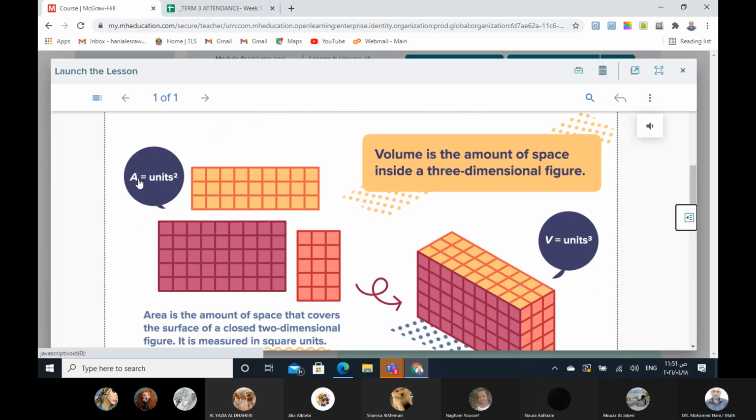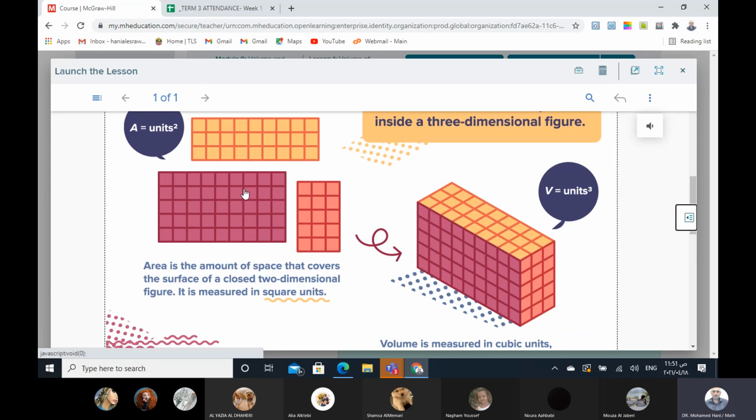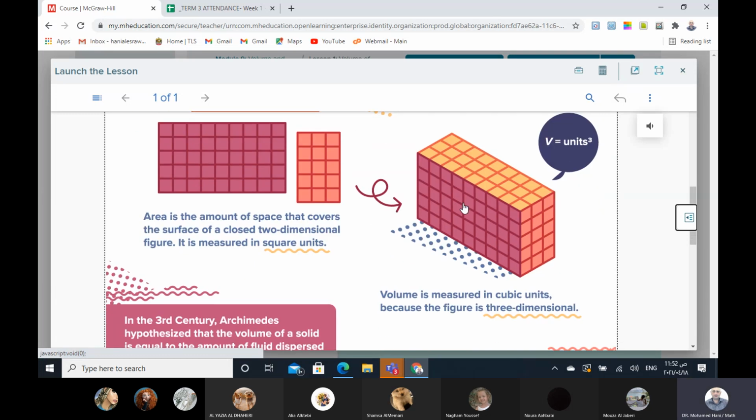Here we have a comparison between the area and the volume. A means area, and we measure it by squared units, and V means volume, and we measure the volume by cubed units. So what is the difference between the area and the volume? As you see here, the area is the amount of space that covers the surface of a closed two-dimensional figure. We just have length and width, two-dimensional. It is measured in square units. But the volume is measured in cubed units because the figure is three-dimensional.